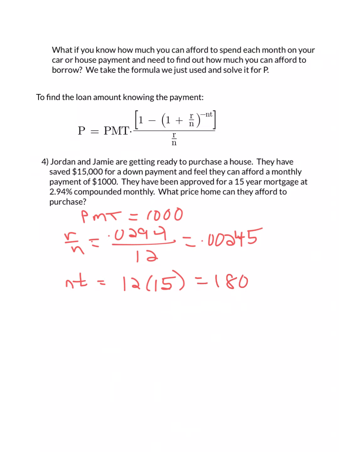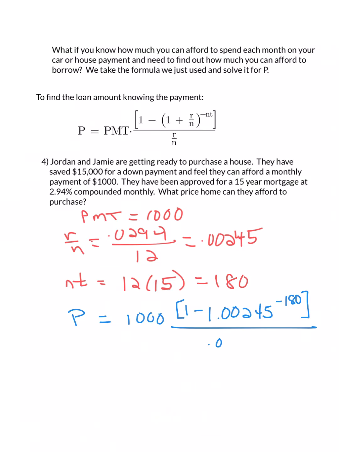Let's put everything into position in our formula then. So now we're going to have P. Remember, this will be the loan amount once we find it. Equals 1,000. Now, in our fraction, the numerator will be 1 minus 1.00245 to the negative 180. Close your brackets. All that goes over 0.00245.